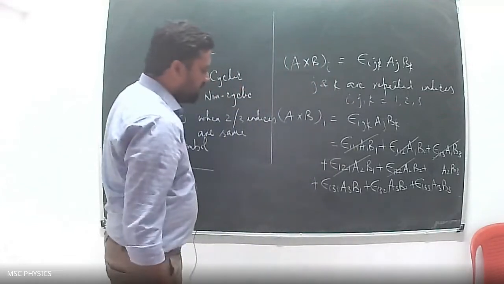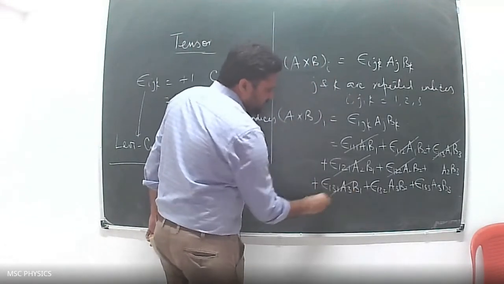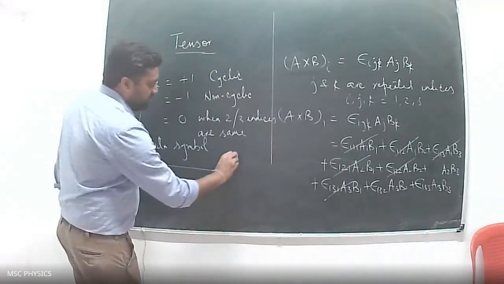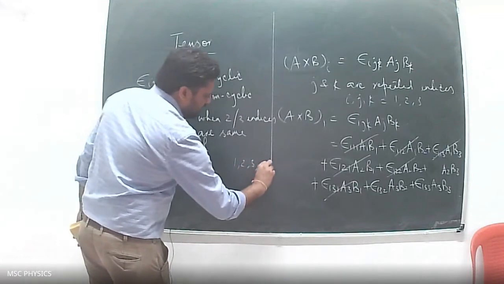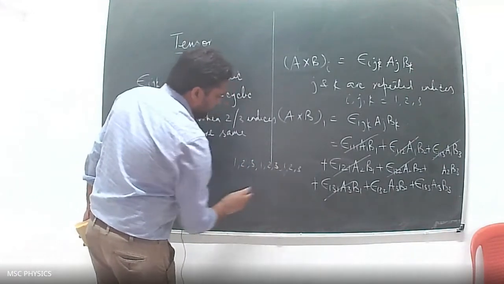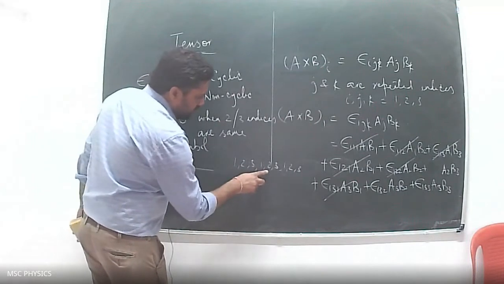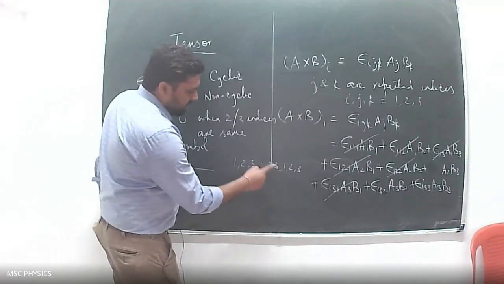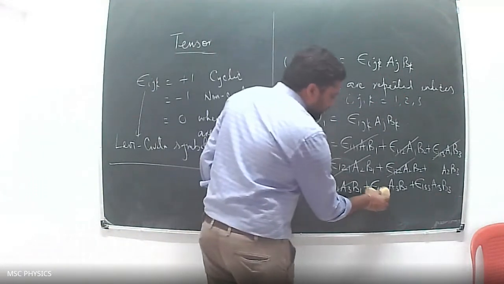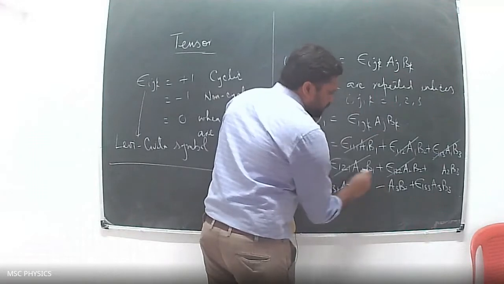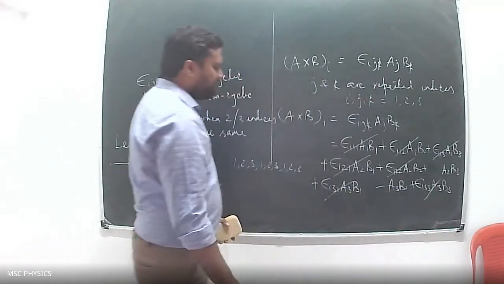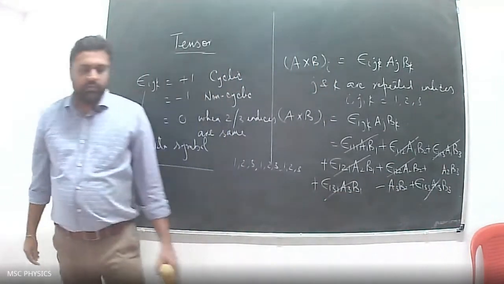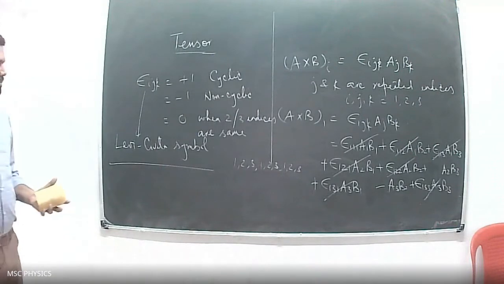All right. 1 3 1, repeated, 1 is repeated. 1 3 2, yes, nothing is repeated, but they are not in cyclic order, because 1 2 3, 1 2 3, so 1 2 3 or 3 1 2 or 2 3 1 will be in cycle. But 1 3 2, so 1 and then 3 and 2, they are not cyclic, so I will put minus 1 here. 1 3 3 is 0. So I am left with only 2 terms, A2 B3 minus A3 B2. That's the component for you.